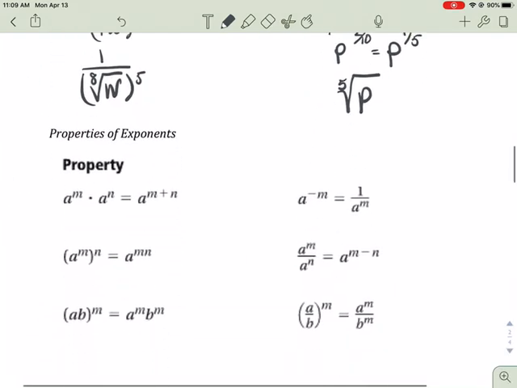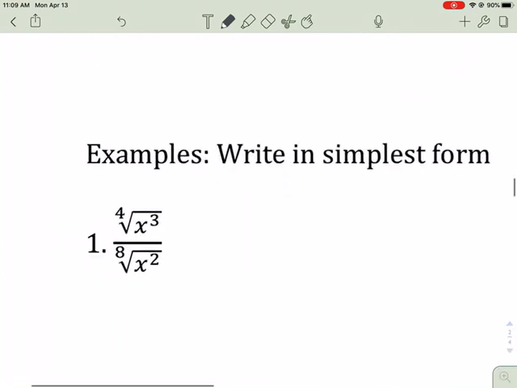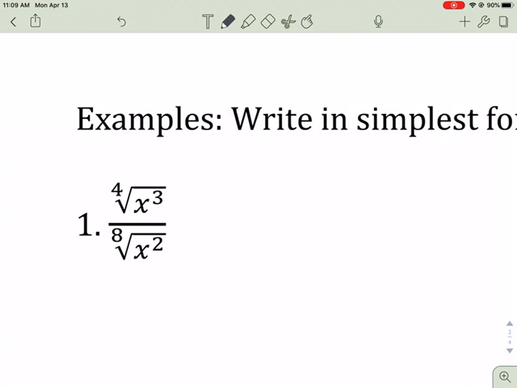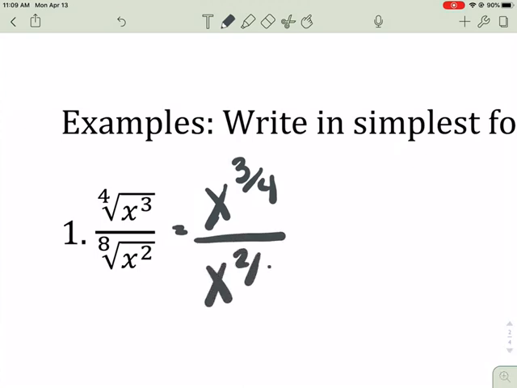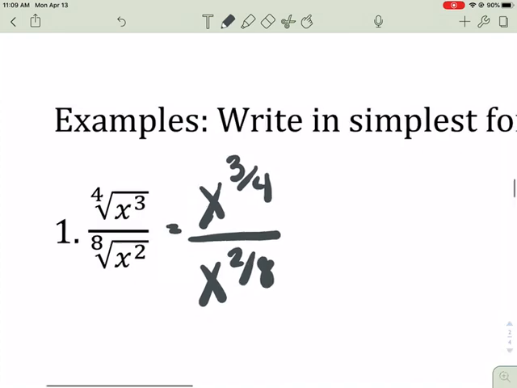Here I have your properties to remind you. If you remember, we did that worksheet two weeks ago on our properties. Hopefully you remember them, and I have them here for you to reference. So let's try a problem. Originally, we would not be able to do this problem because, first of all, we have a 4th root and an 8th root. So let's write these in exponent form and see what we can do. The numerator is going to become x to the 3/4 over x to the 2/8. Ooh, 2/8, I think we can simplify.